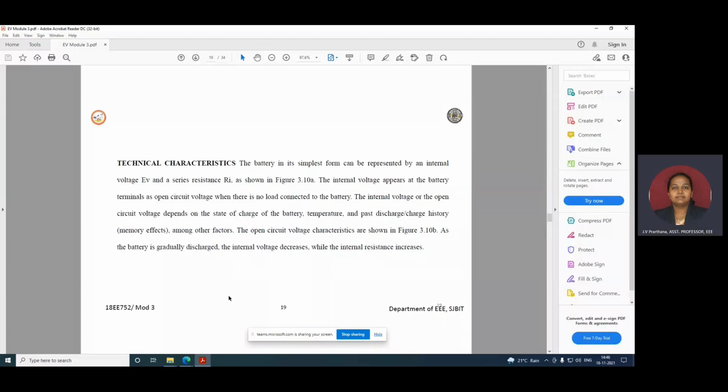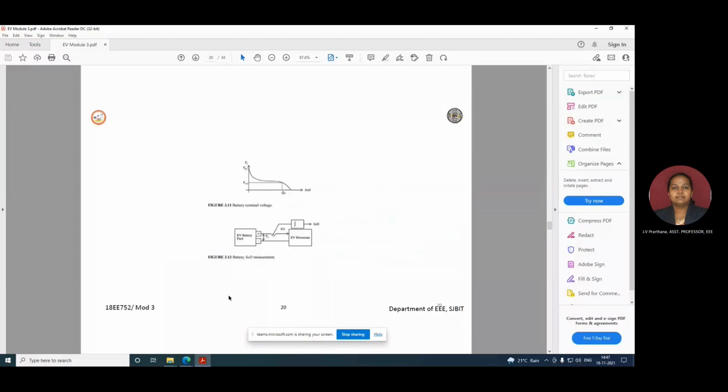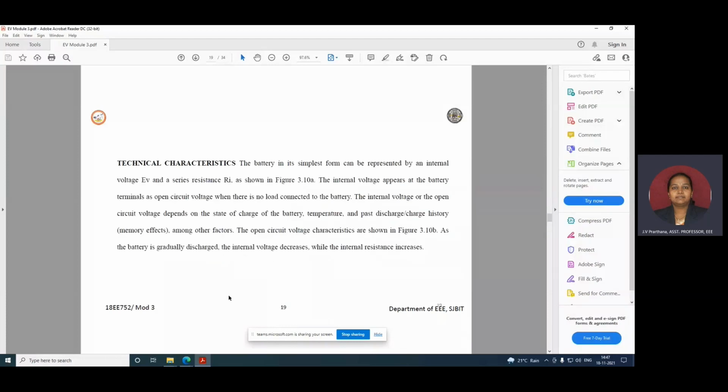Battery capacity, the amount of charge generated by the active material at the negative electrode and consumed by the positive electrode, is called battery capacity. These are the important parameters for the battery. Going into technical characteristics, the battery in its simplest form can be represented by an internal voltage E, which we can connect in series with a resistance, so the output is in the form of potential.